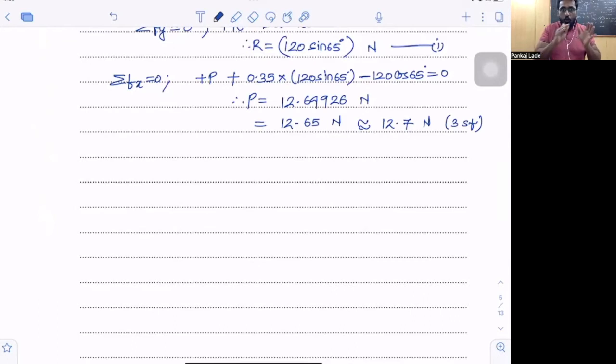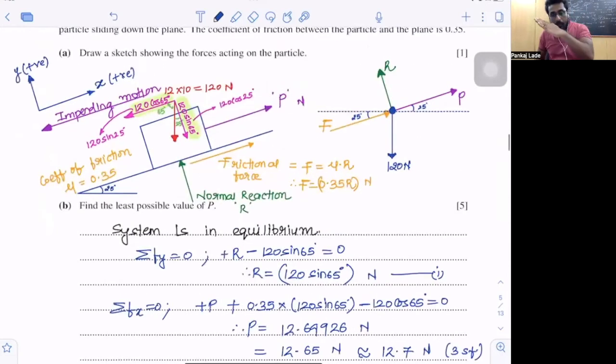So if the block is now going to go in the upward direction, if you want to apply P in such a way that the block needs to start its motion in the upward direction, the only thing that changes is the frictional force. Instead of the frictional force going up, now it will go down because the block is going up. If the block goes up, the frictional force will go in the downward direction. The frictional force is always in the direction opposite to the direction of motion.